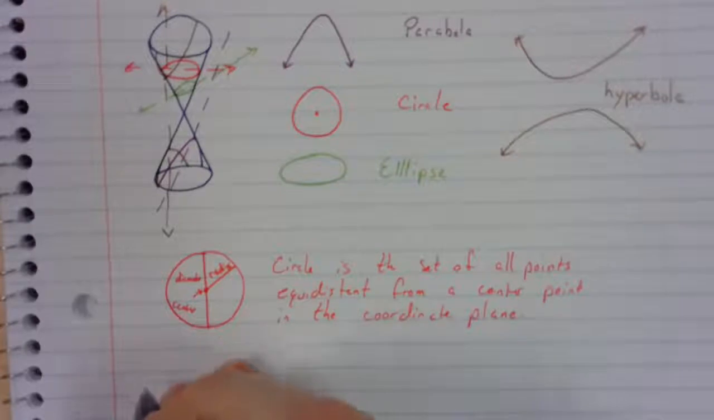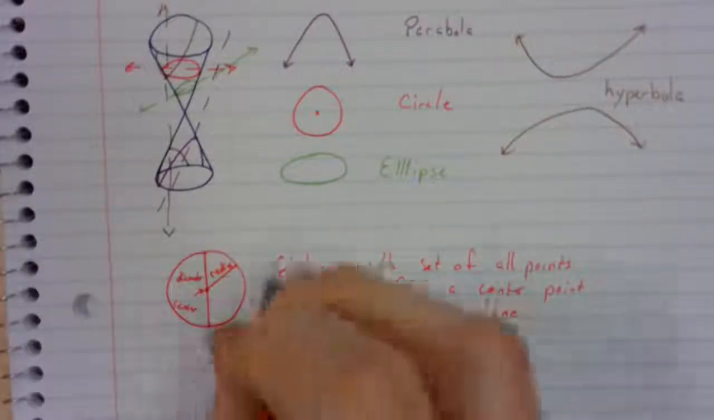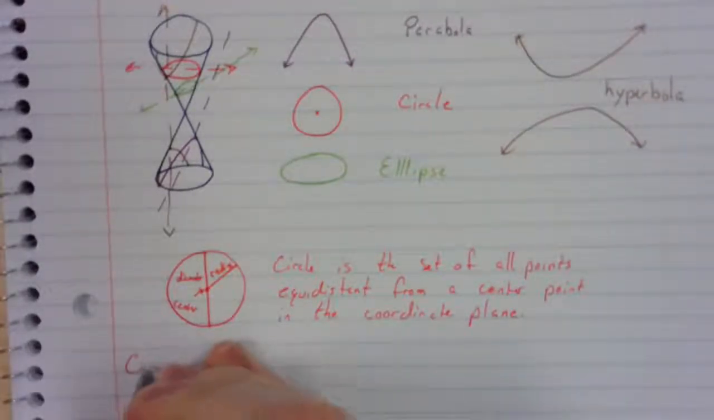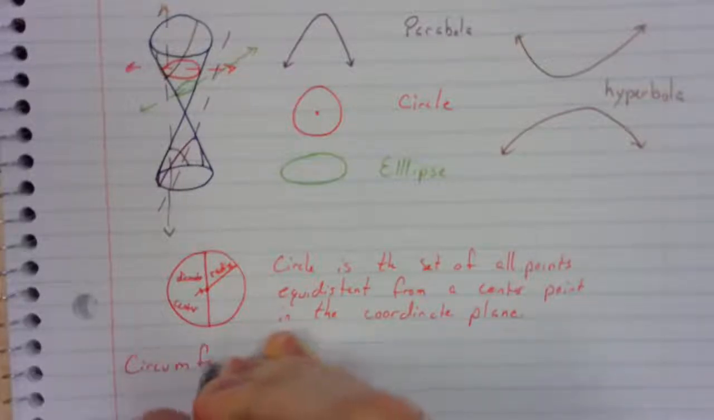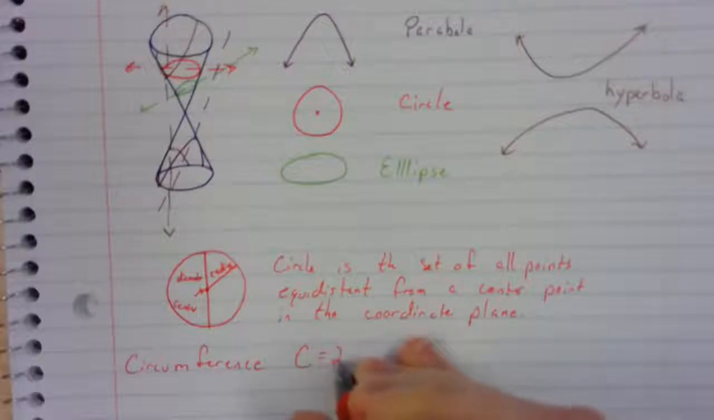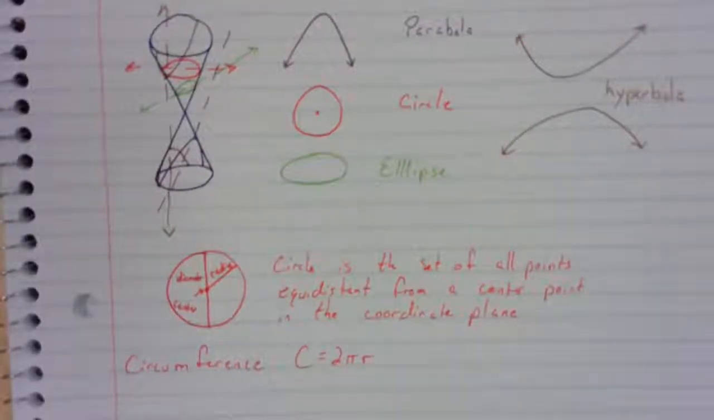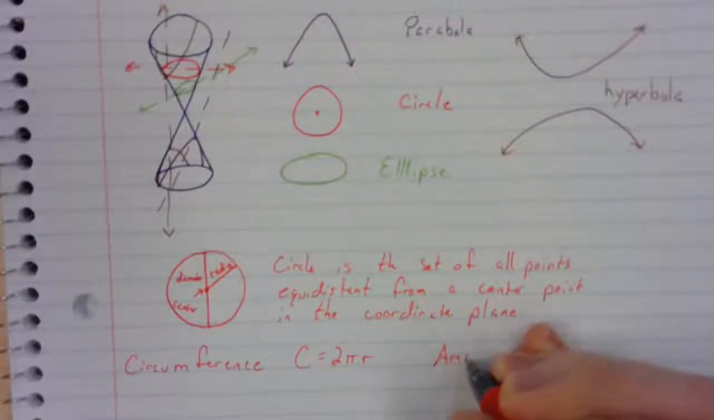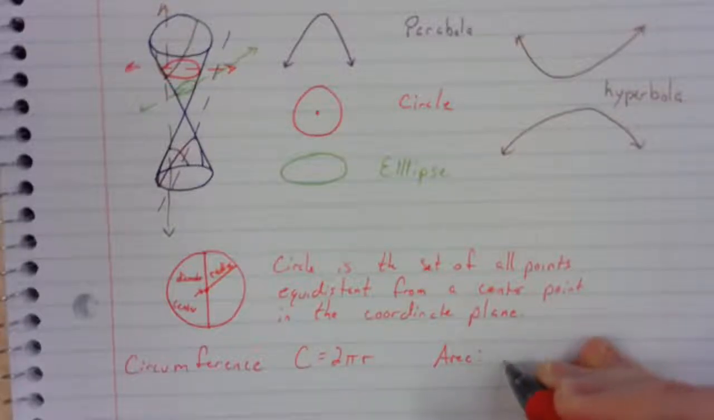Okay? Some things we know about a circle. We know the distance around the outside of a circle. What's the distance around the outside of a circle called? Fantastic. So the circumference is equal to 2 pi r. And of course, area. Good.